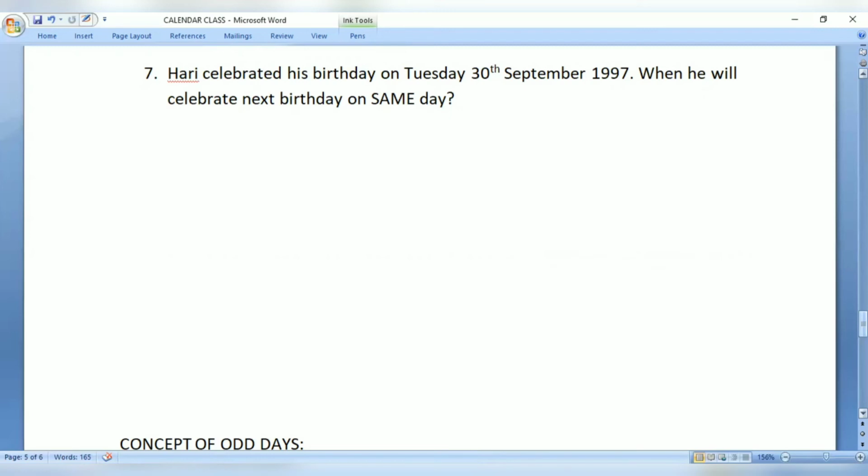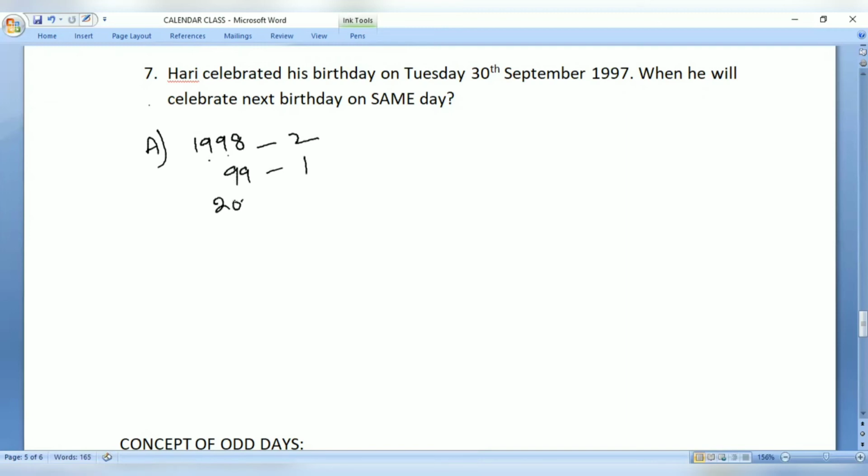Now, how do we solve this? Let us see. 1997, 30th September is already over. So 1998, is it a leap year or not? 1998, 4 fours are 16, 4 nines are 36. So 1998 is not a leap year, it gives 1 odd day. Then 1999 is also 1 odd day.